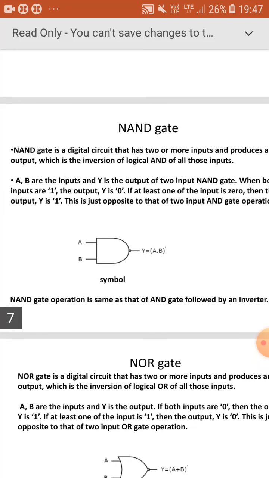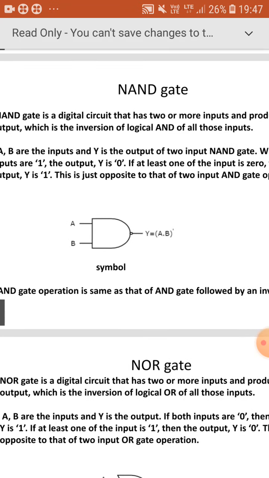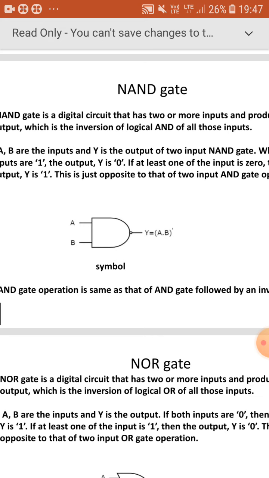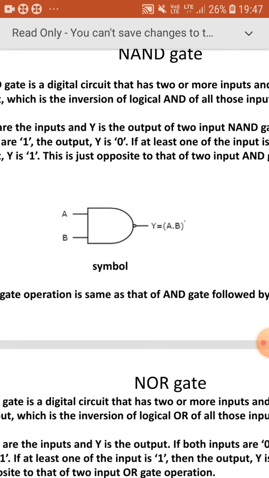First, we will see about NAND gate. This is the symbol for NAND gate. AND gate with bubble at the output side. This is two input NAND gate. A and B are inputs. So, Y is equal to AB bar. Dot indicates logical AND.